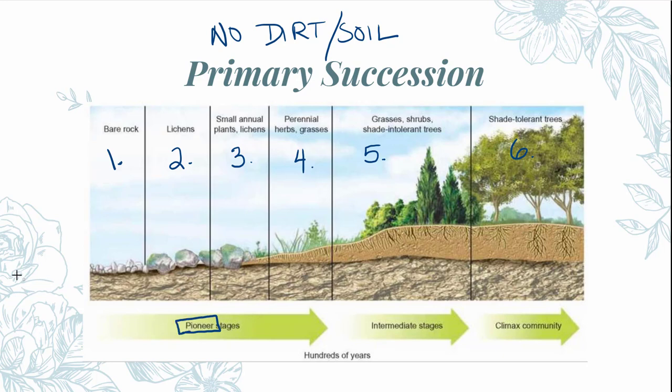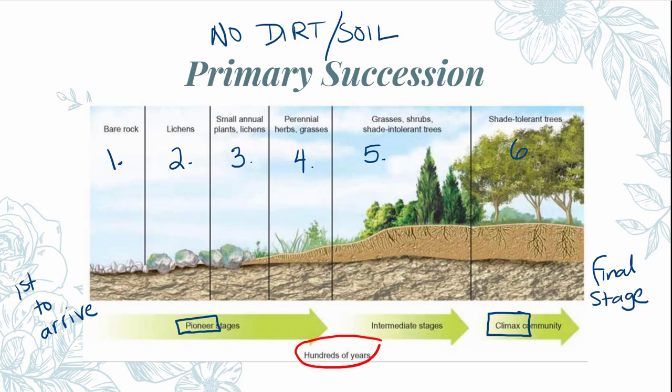The first things to arrive in an ecosystem are called the pioneer species. The end result, the final piece of succession, is called the climax community. Primary succession is going to take hundreds of years to happen because each of the different plant stages are building and creating soil. And so it can take up to 500 years for primary succession to happen.